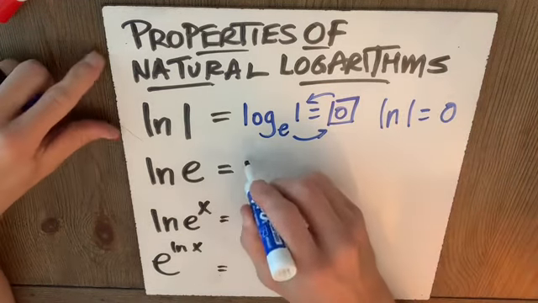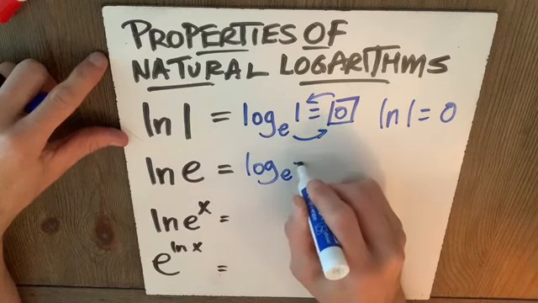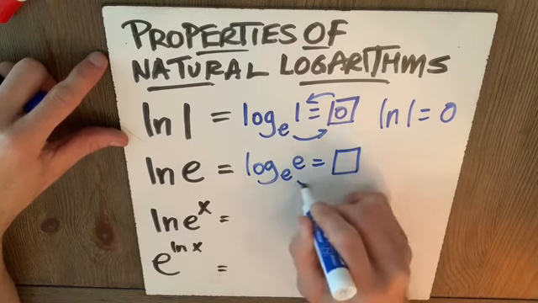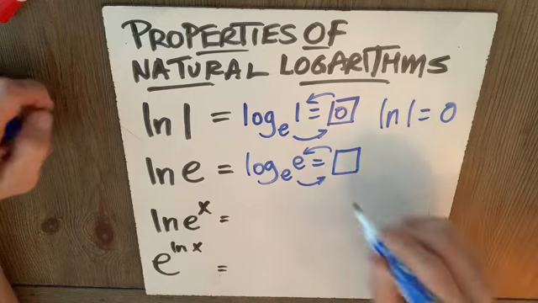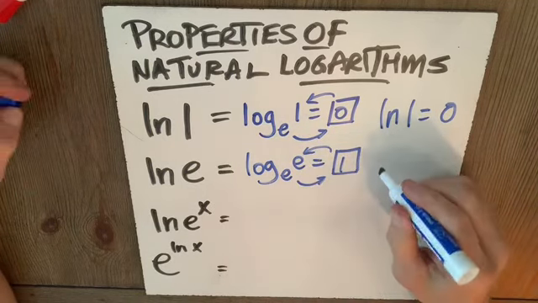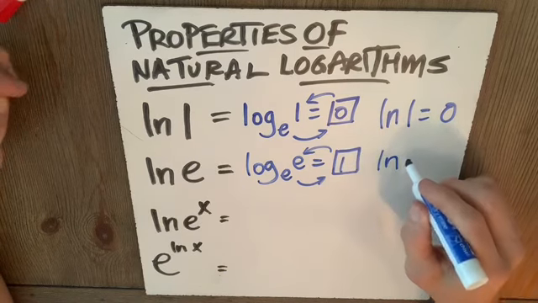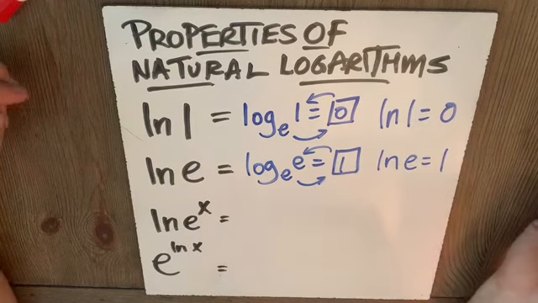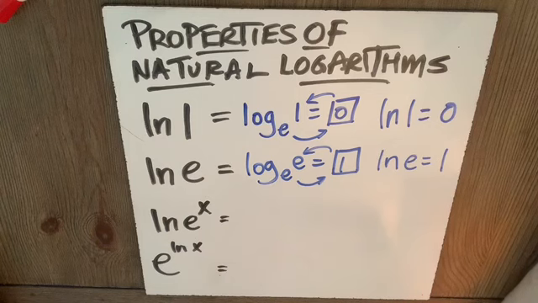Natural log e. Well, this is log base e of e. And we're asking e to what power gives us e? Of course, the answer is e to the 1 because e to the 1 gives us e. So our principle here, or our property, is natural log e, of course, gives us 1. Do you have to memorize that? No, just think it through.